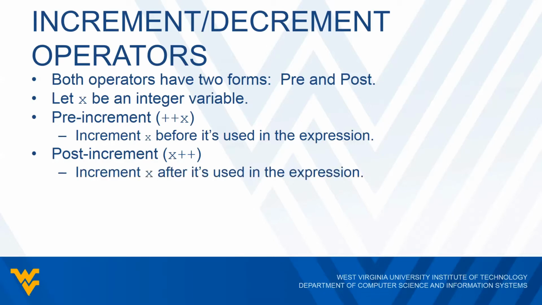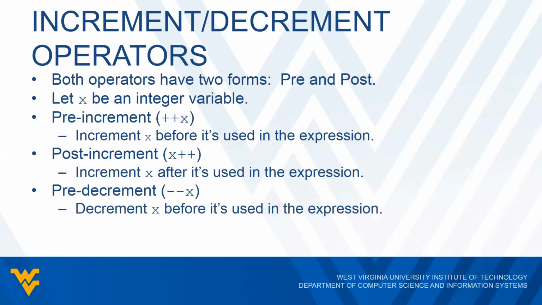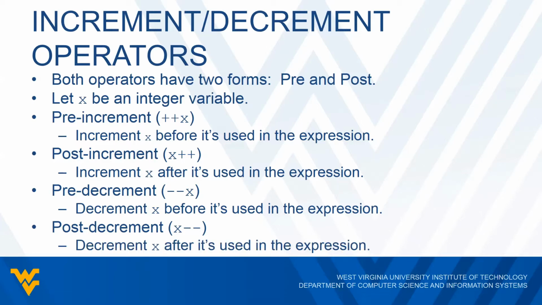And what this means is we use x in its current form in the expression, and then when that line is done, then we'll increment x by 1. And then similar to the decrement operators, there is a pre-decrement, which means that we would decrease the value of x before we use it in the expression, and then a post-decrement form, which is where we have the minuses after the x. And this means we use x as its current value in that line, and then when we're done, we would decrease the value of x.